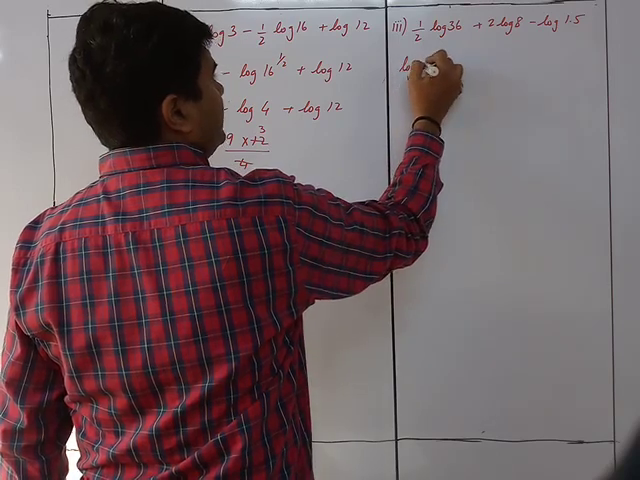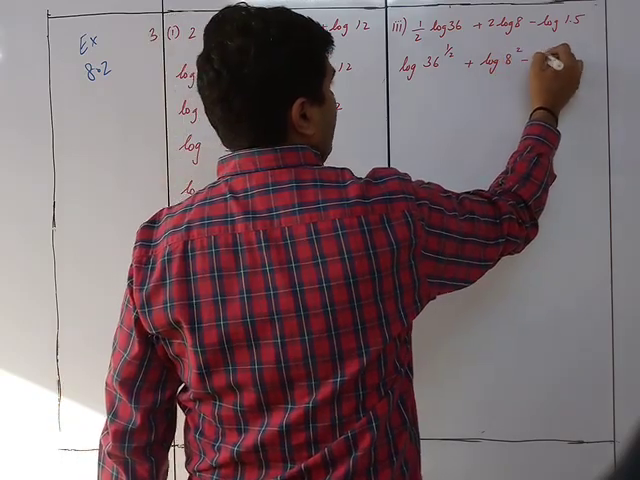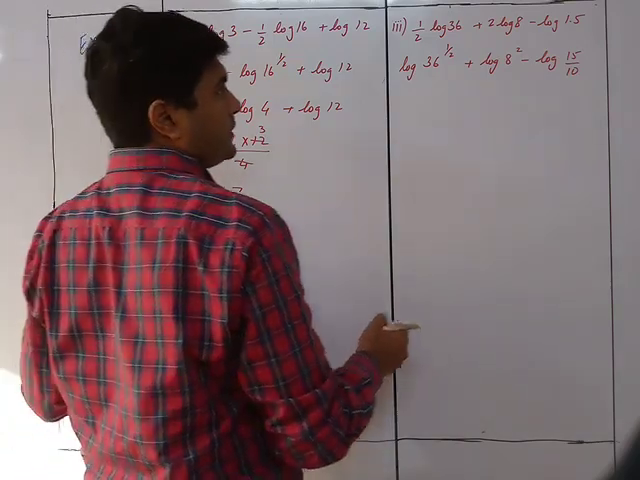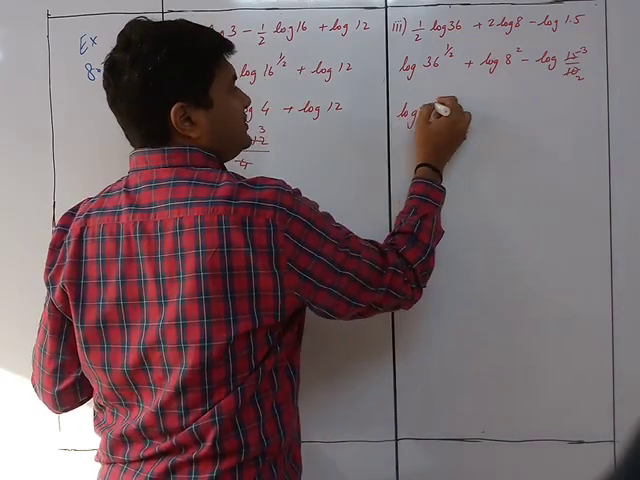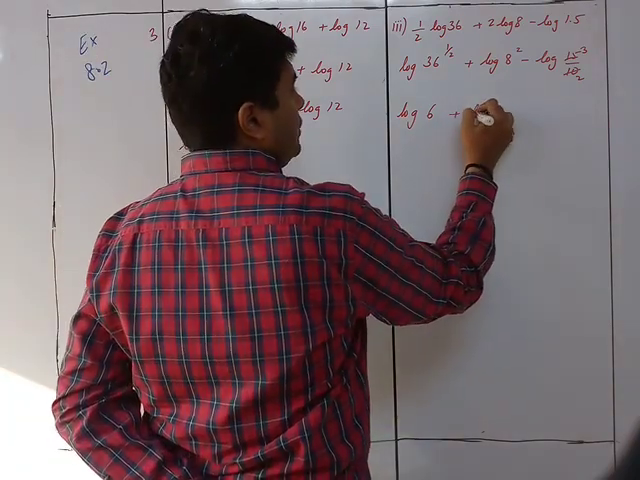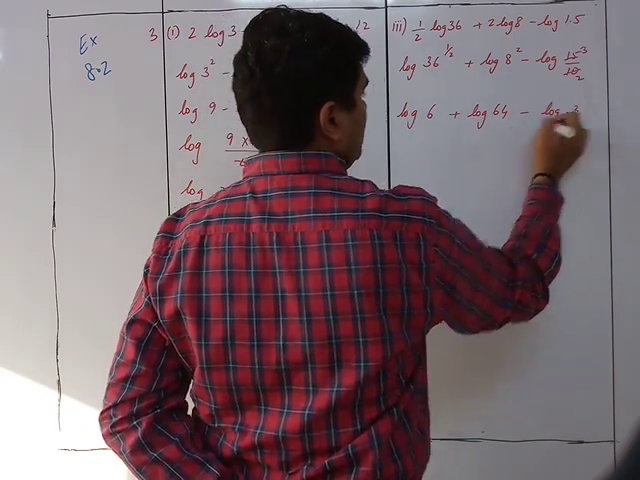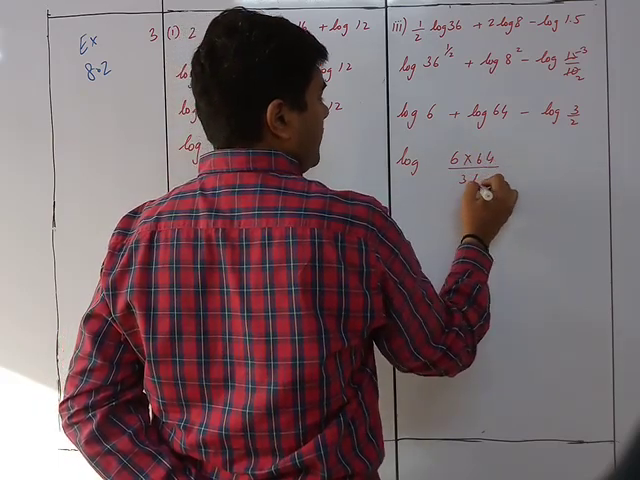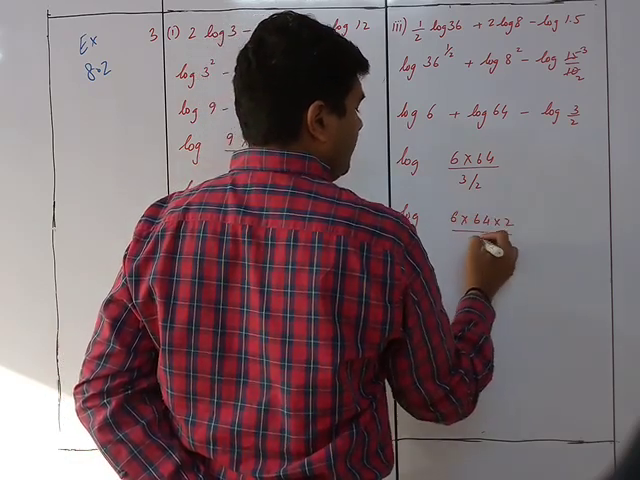That's log of 36 raised to 1 upon 2 plus log of 8 square minus log of 15 upon 10. To make it simple, we can make it 3 by 2. So that's log of 6, because 36 raised to 1 upon 2 is nothing but 6, the square root, plus log of 8 square, 64, minus log of 3 upon 2. That gives me log of 6 into 64 upon 3 upon 2. So that's log of 6 into 64 into 2 upon 3.